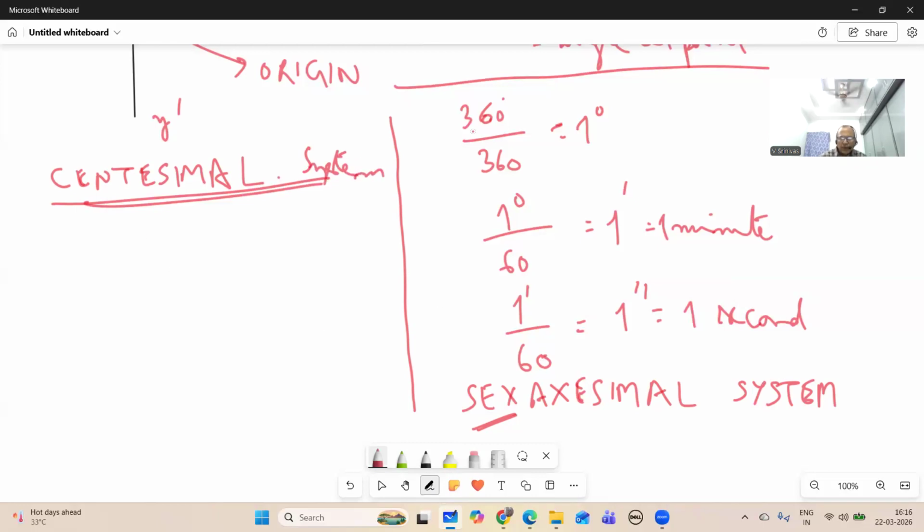In this what we do is, we take this complete angle, and complete angle is how much? Shankar, are you there? Shankar, Aditya.